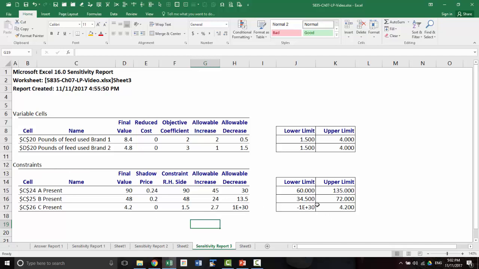Now, if you decrease, the minus one here represents negative infinity, which means there is no lower limit. Of course, there's not going to be a negative value here, but it simply means that there is no lower limit.